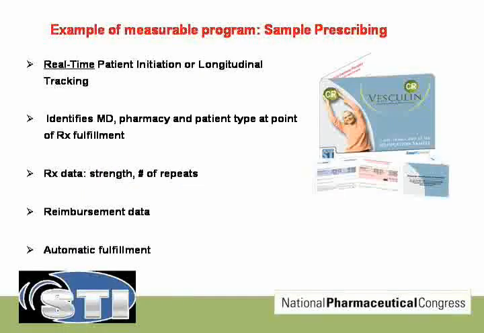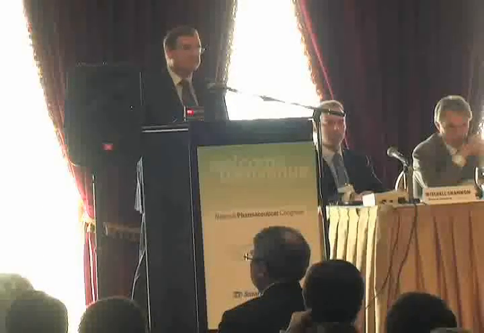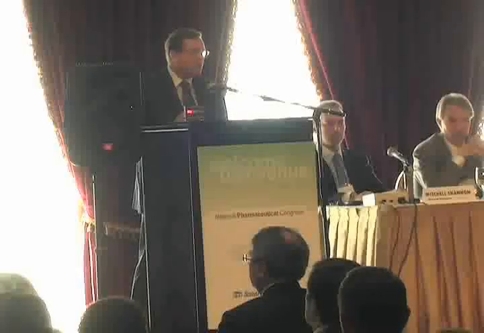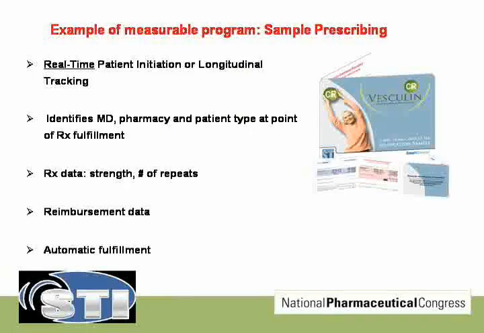So one example here that I'd like to put is the sample prescribing. They call them loyalty programs. These are starting to really grab hold more and more, and they're branded. But what they really get, and I used SDI as an example, there's other ones out there. They're not all the same, but this is one I tend to know best. So it's real-time patient initiation longitudinal data. So you can follow a patient from the demographic standpoint, obviously not from their name, but you can follow what's happening with that patient. You can identify the doctor, the pharmacy, and the patient types at the point of RX fulfillment. Now you're starting to get some metrics that link in touch points of different customers.